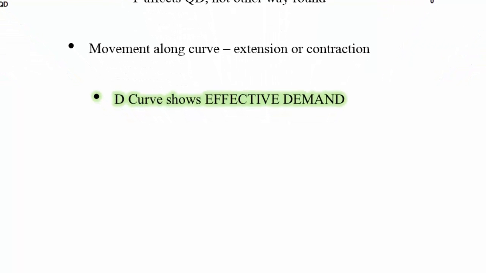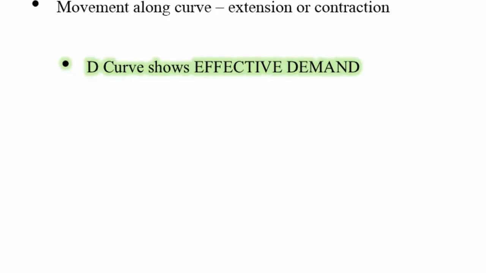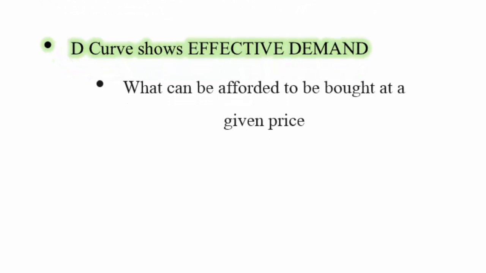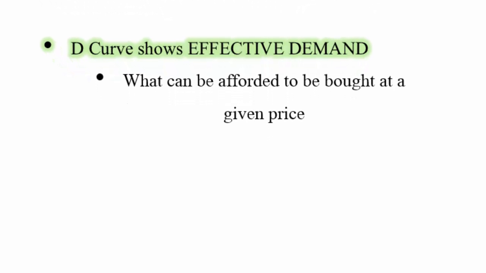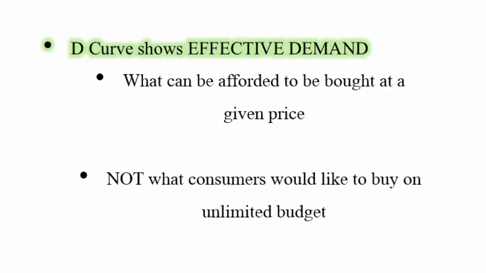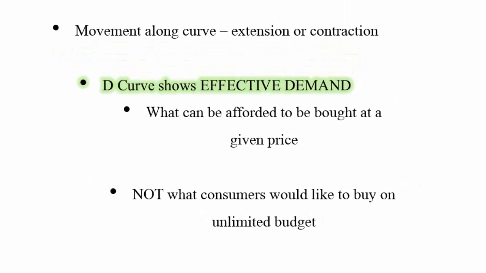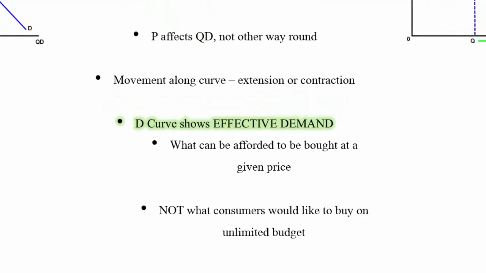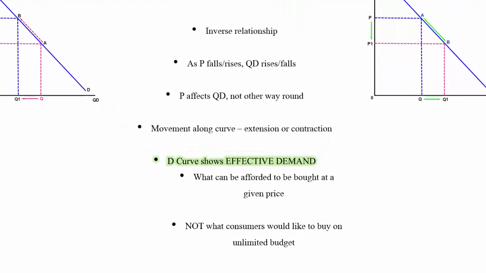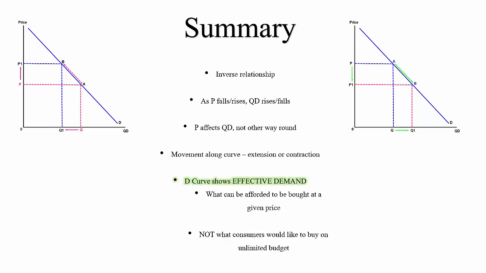One final thing is that the demand shown on a demand curve is called effective demand, and this means that it's the amount of demand or the amount of a good that can actually be afforded by a consumer at a given price, not what you'd just like to buy in general. So for example, I might want to buy a Ferrari, but I can guarantee that I do not have the budget for a Ferrari, so that is not effective demand for a product. Effective demand is only when it's backed up by the ability to purchase the good.